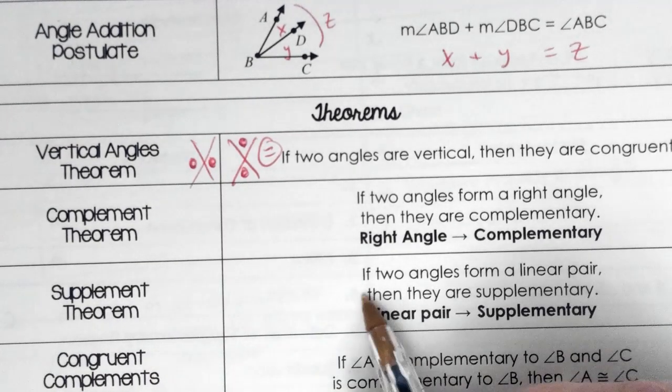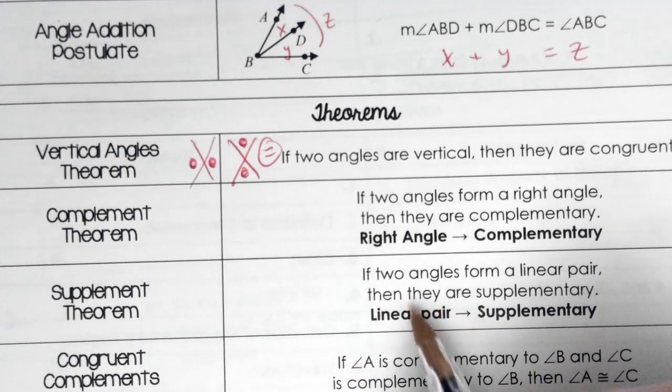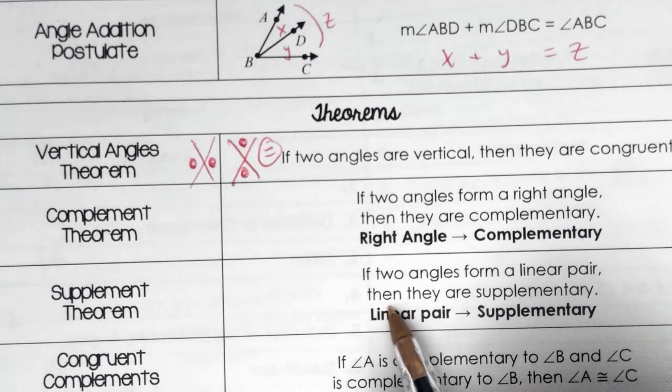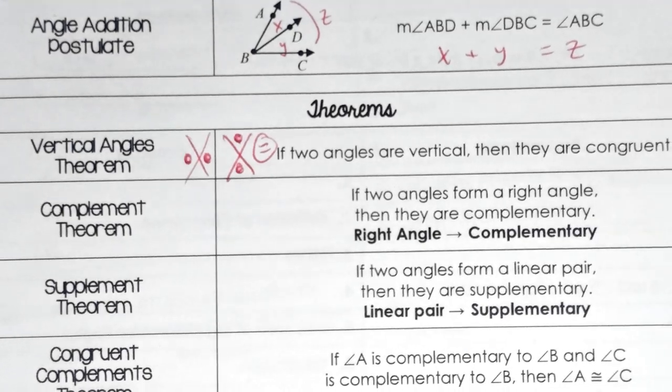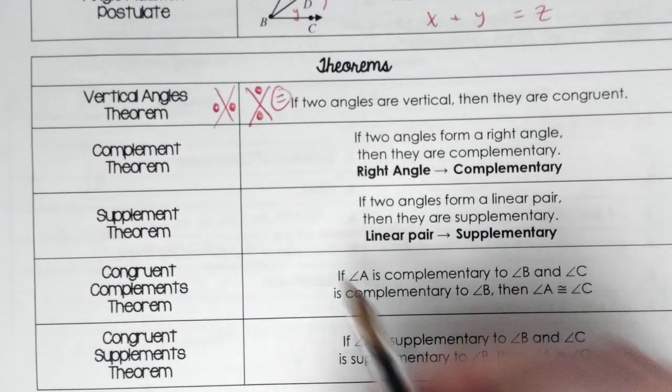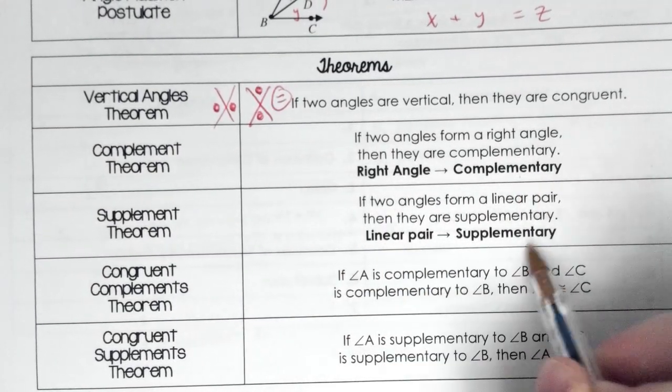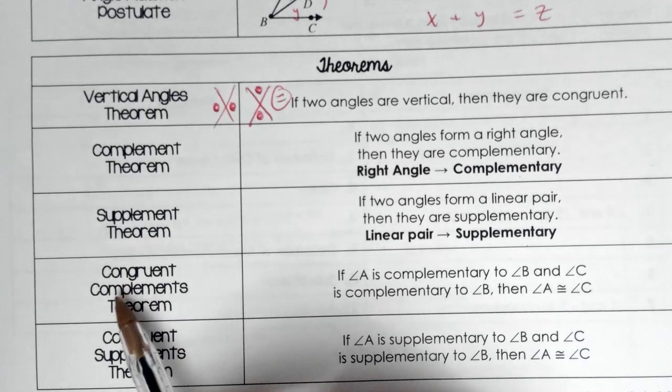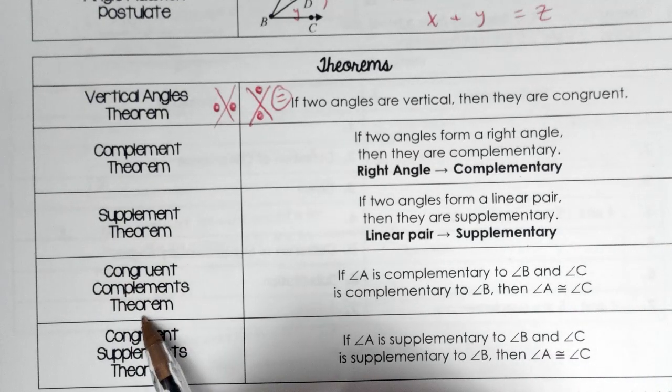Supplement theorem. So if two angles form a linear pair, they are supplementary. So linear pair means supplementary. So right angle means complementary. Linear pair means supplementary.